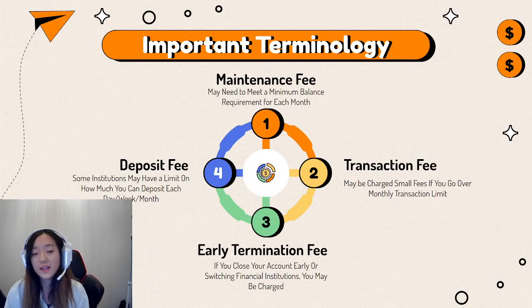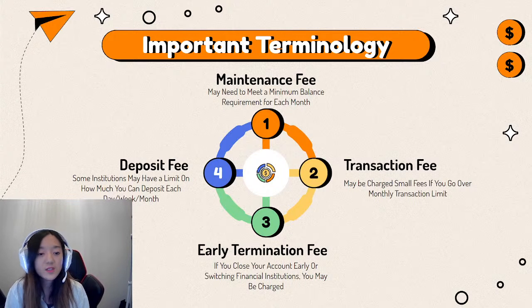Now, for this slide, titled Important Terminology. On this slide, I want to run through a few terminologies that you should be made aware of. So number one is maintenance fee. It's a fee that can come across if you do not meet the minimum required balance at the end of each month. Once again, this is dependent on your financial institution. Some may have a higher amount, some may have a lower amount. It really depends. That's why I encourage you to look at the fine print.